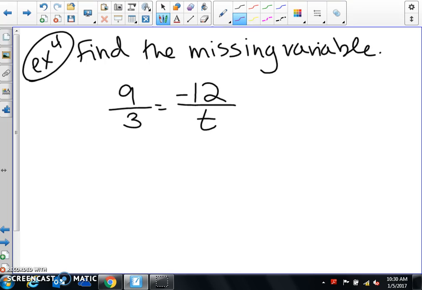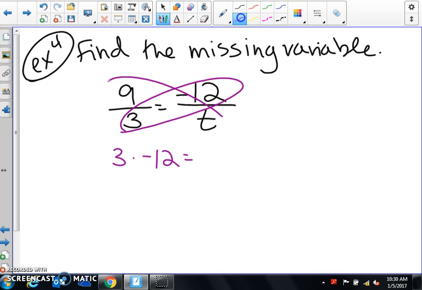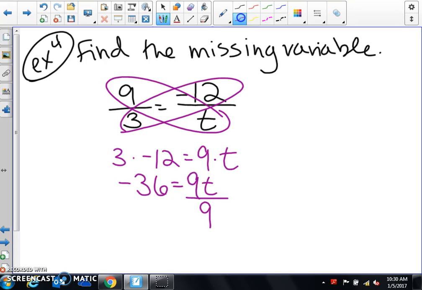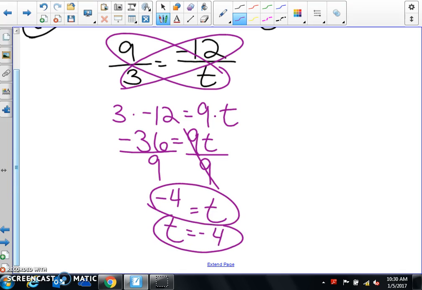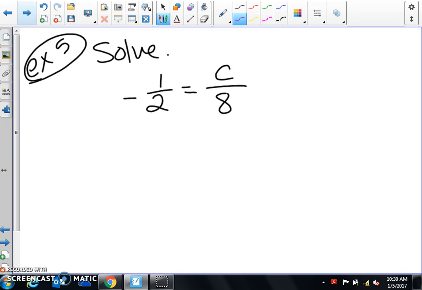All right, find the missing variable. It's the same thing as saying, hey, solve. So 3 times negative 12 equals 9 times t. 3 times negative 12 is negative 36, and 9 times t is 9t. Now we divide both sides by 9. Those go away. T equals negative 4, which remember is the same thing as t equals negative 4, like that. Cool?